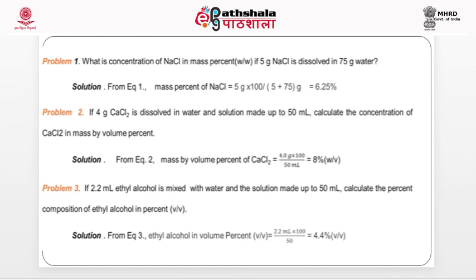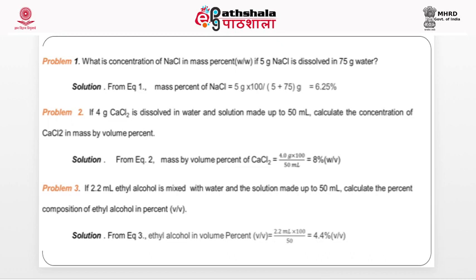If 4 gram CaCl2 is dissolved in water and the solution is made up to 50 milliliter, that is the volume and this is the mass dissolved. Calculate the concentration of CaCl2 in mass by volume percentage, equal to the amount of the solute into 100 divided by volume in milliliter. So, the unit of this will be gram per milliliter.